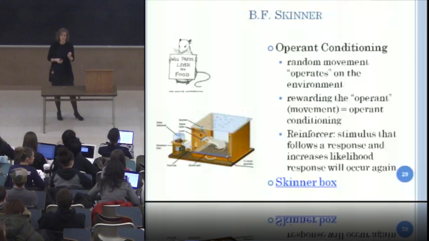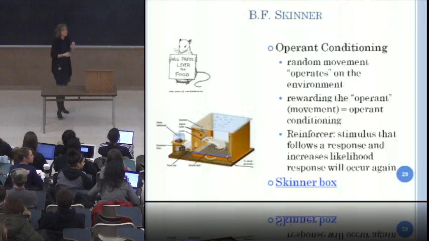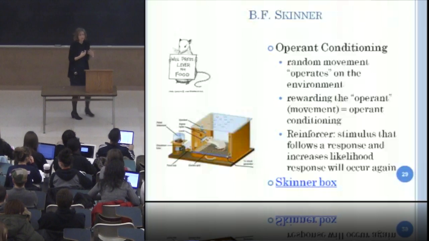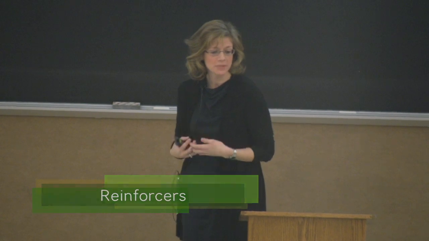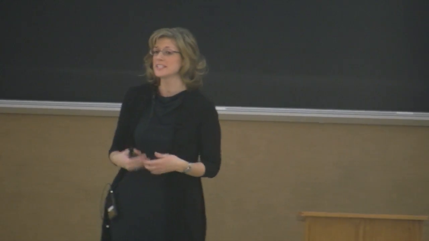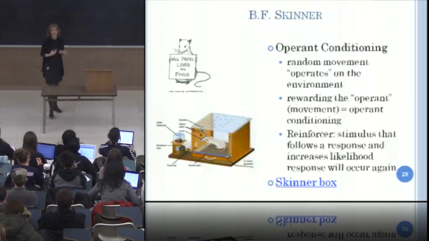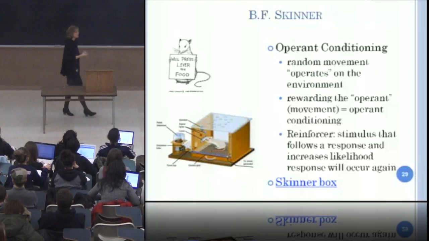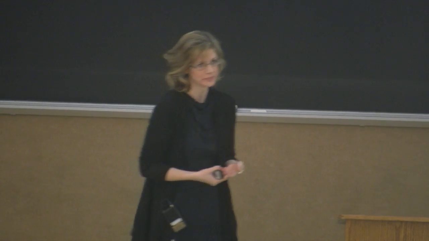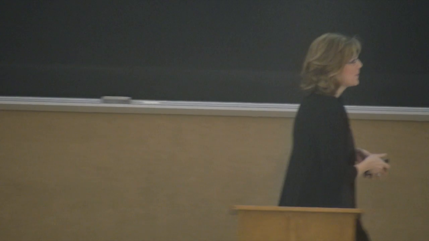And he made the distinction here. He called these stimuli that occurred in response to behavior reinforcers. So reinforcers were a stimulus that followed a response and increased the likelihood that that behavior or that response would happen again in the future. So making a distinction from classical conditioning, where the stimulus is followed by a response, here in operant conditioning, your response or your behavior is followed by a reinforcer or a stimulus. So I have a brief video about a Skinner box.